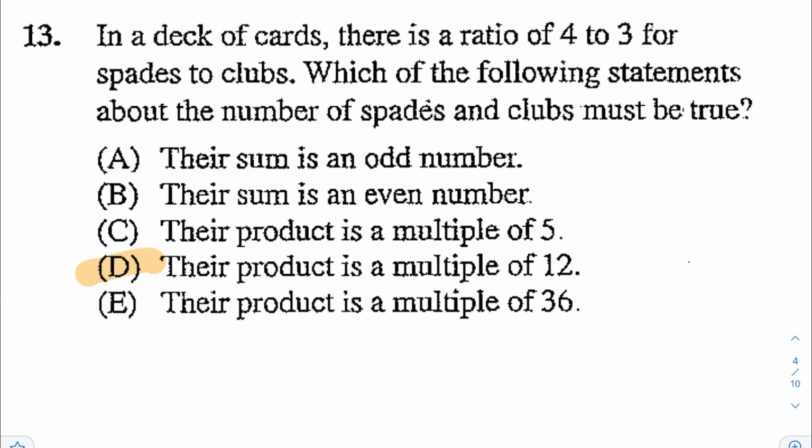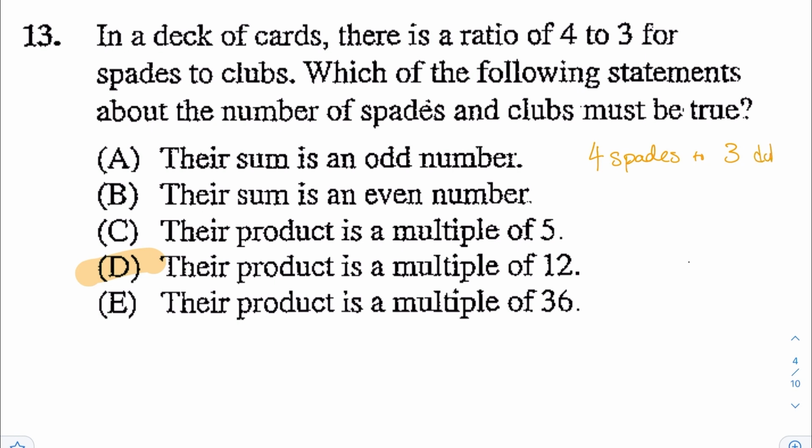All right, next for number 13. In a deck of cards, there's a ratio of 4 to 3 for spades to clubs. Which of the following statements about the number of spades and clubs must be true? So in this deck, you have 4 to 3 for spades to clubs. So that means there are 4 spades to 3 clubs.